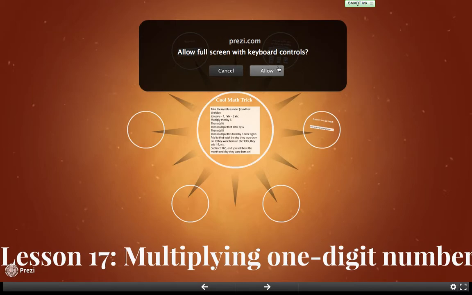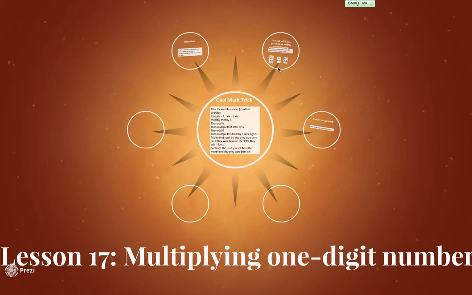Let me just get started really quick and exit out of this full screen thing. All right, the first thing I want to show you, there's no joke today, but it's a really cool math trick that I found.